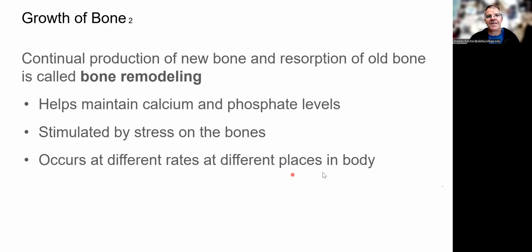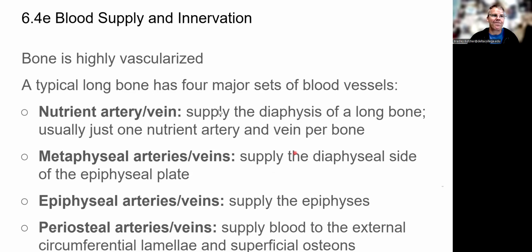This occurs at different rates in different places in the body. So bone is highly vascularized. And that means that it has lots of blood vessels moving through it. With lots of blood vessels, there are lots of nutrients, right? So there are the nutrient artery and vein.